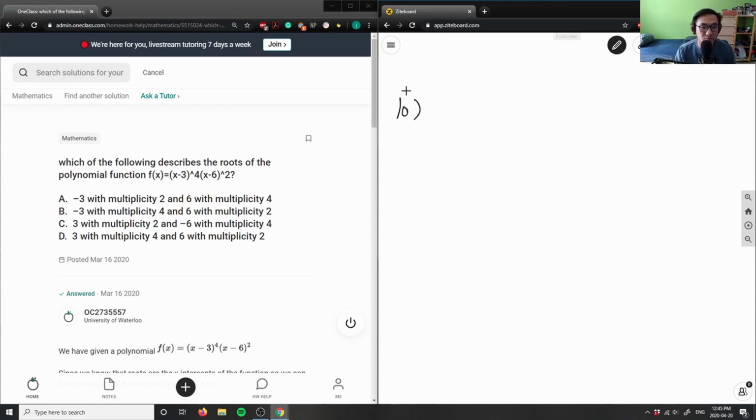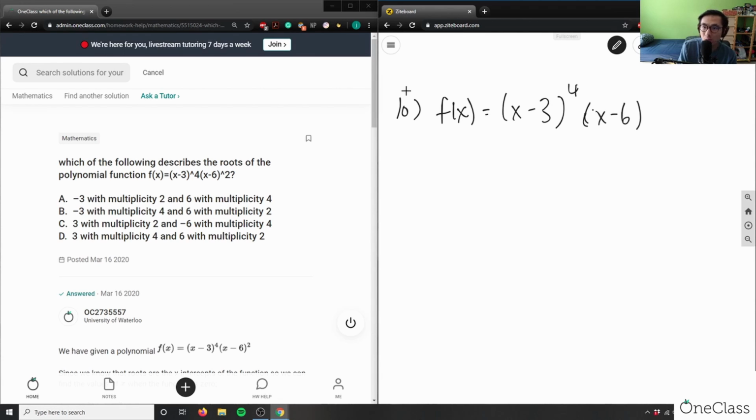More here. So it says, which of the following describes the roots of the polynomial function? So I have f of x equals (x minus 3) to the power of 4 times (x minus 6) to the power of 2. So I have these statements here, and they're all talking about multiplicities, right?